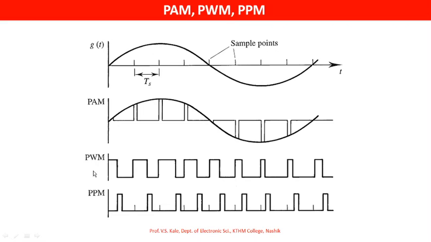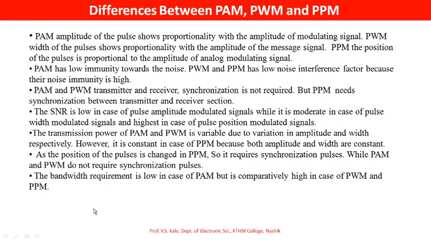Third figure shows PWM, pulse width modulation. Width of the pulses are changing according to the amplitude of the modulating signal. And third one is pulse position modulation. At every falling edge, constant width as well as constant amplitude pulses are appearing, that is PPM. So this figure shows three types of modulation: PAM, PWM and PPM. Now let us see the differences between PAM, PWM and PPM.